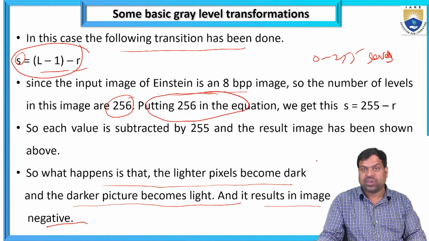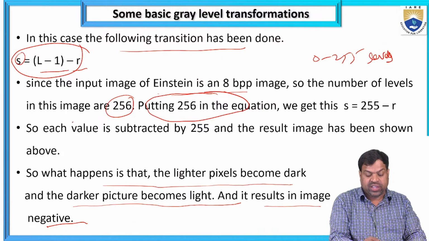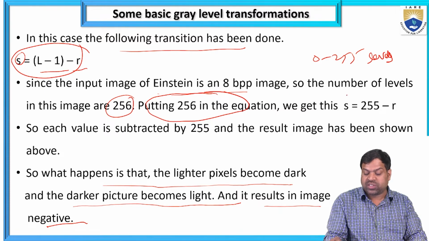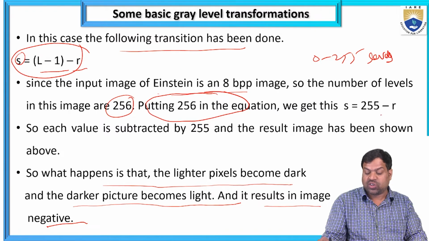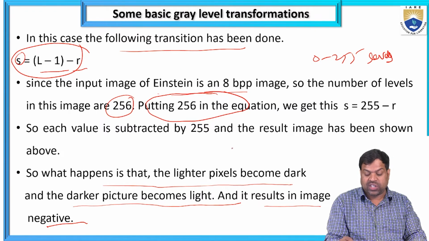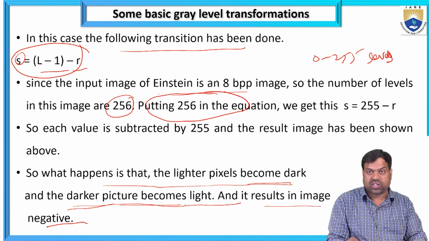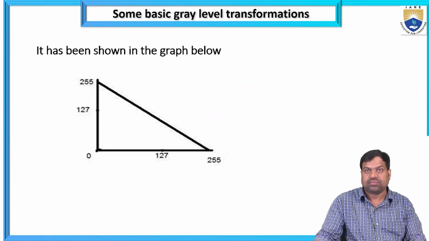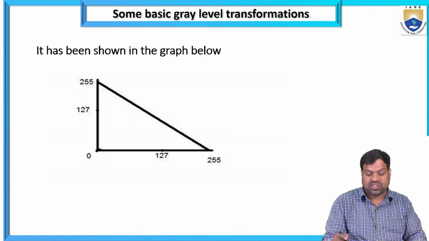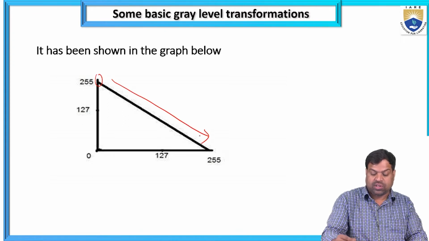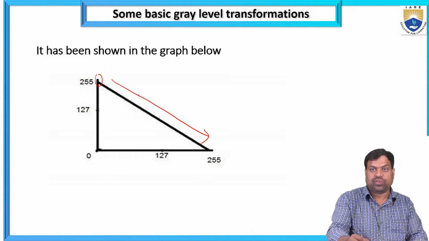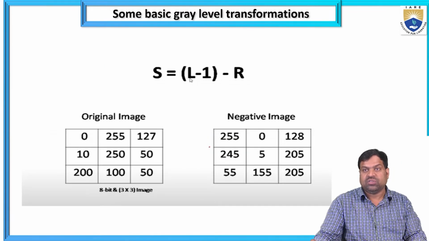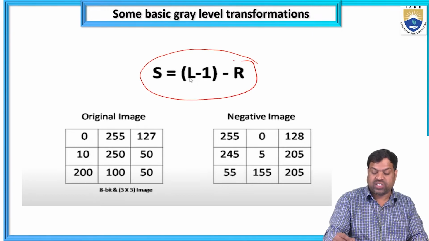When we apply the equation, the input image is an 8-bit pixel image. The number of levels is 256. So we apply this in the equation S equals 255 minus R. Each value is subtracted from 255 and the result is that lighter pixels become darker and darker pixels become lighter. So that is a negative image. The equation is inversely proportional and dropping: 0 to 255 values are dropping. So S equals L minus 1 minus R is the equation.